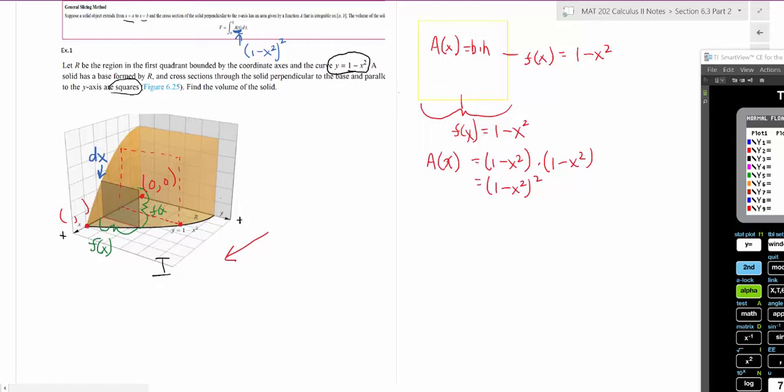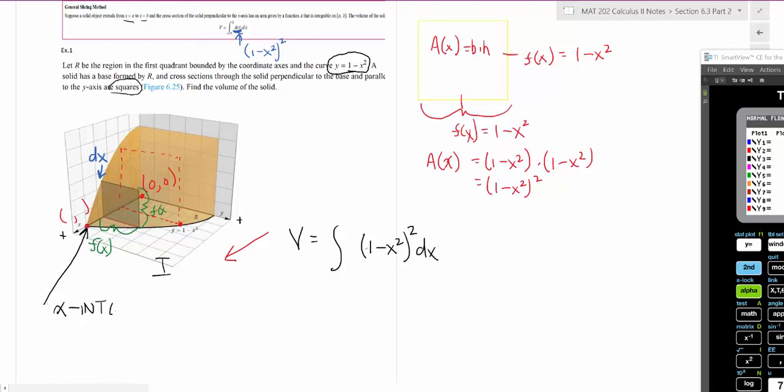Okay, so what I'm going to have then is the area, or the volume function, is going to be equal to the integral from a to b. We've got to figure out that intersection point, and then we're going to integrate (1 minus x squared) squared times dx like that. Now we've got to figure out that intersection point, which is really just an x-intercept.